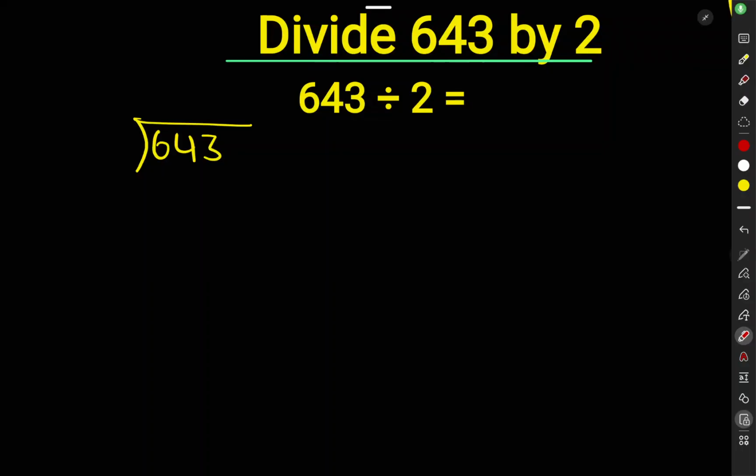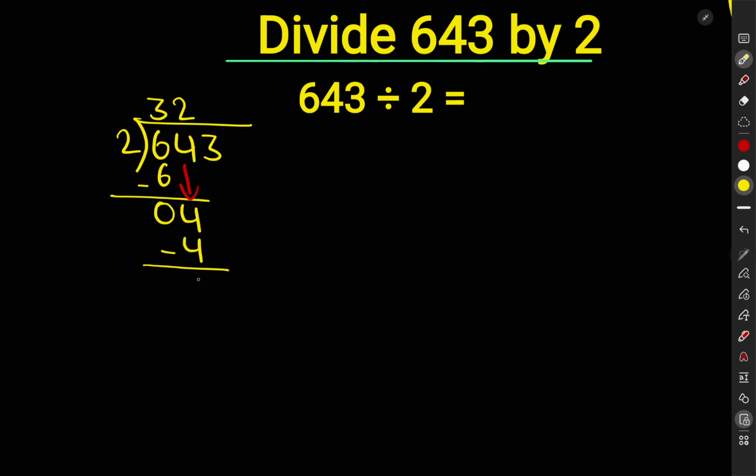Here we divide 643 by 2 in long division method. So 2 times 3 is 6. On subtracting we get 0. So now we put down this 4 and 2 times 2 is 4.